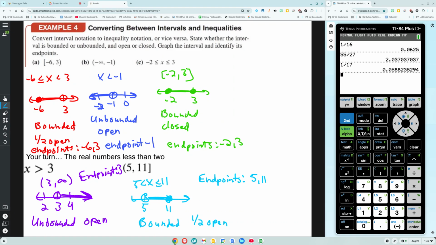So that's a really good place for us to break this lesson into parts. The whole first part here was just dealing with communicating sets of numbers, inequalities, intervals, number lines, stuff like that.